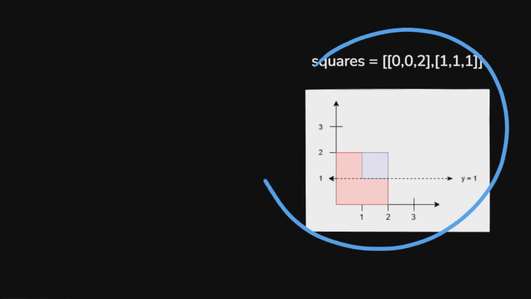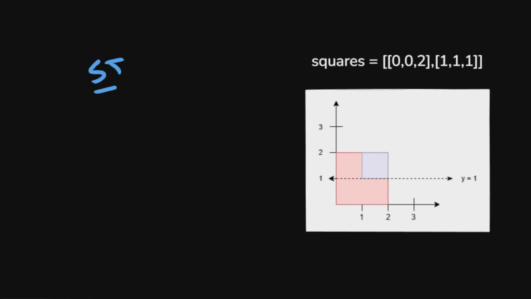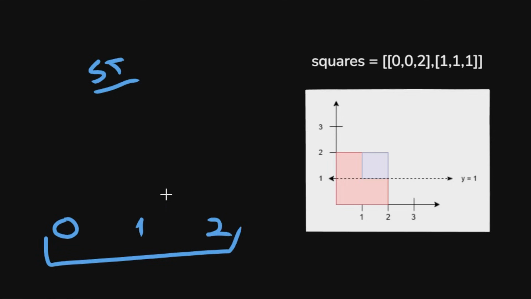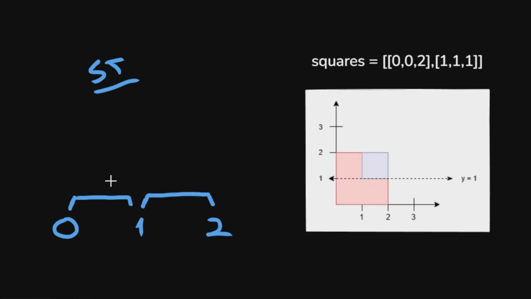Let's say that we are given this input again. First, we are building our segment tree. And remember that we are using this to store segments regarding the x-axis. So what are the possible values of x here? Well, we have 0, 1, and 2. So this will be the base of our segment tree. And what are the minimum segments that we can have here? Well, we can have one segment from 0 to 1 and another one from 1 to 2.